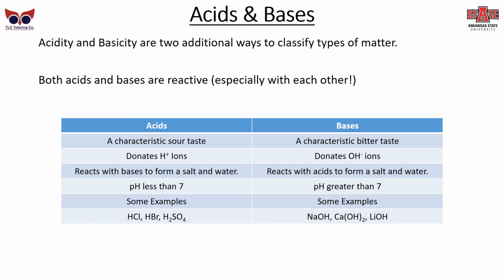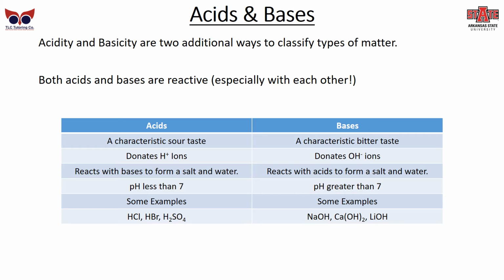In general, acids donate hydrogen ions. That is their chemical behavior. They react with bases to form salt and water. The pH on the pH scale will be less than 7, and a few examples are hydrochloric acid, hydrobromic acid, and what we call sulfuric acid. See, that one has 2 hydrogens that it can donate.